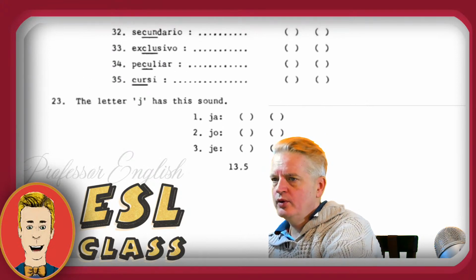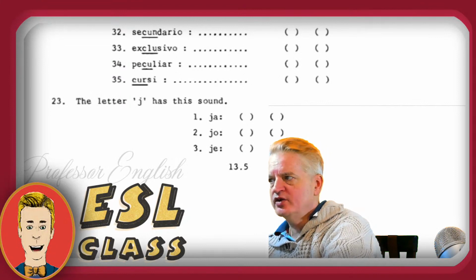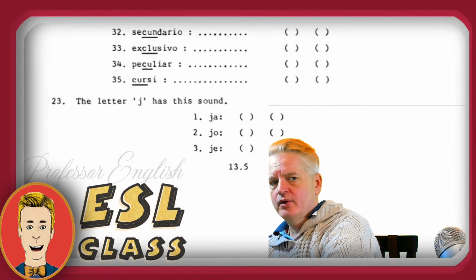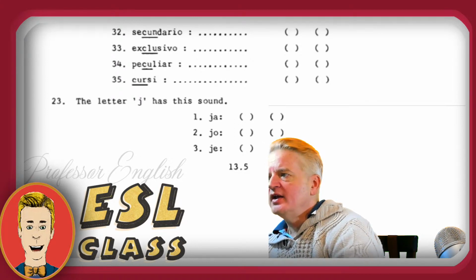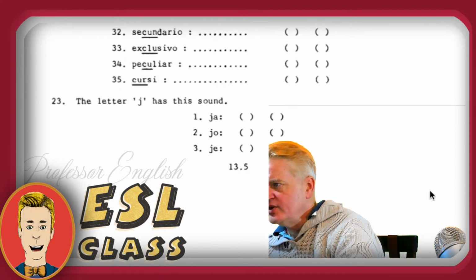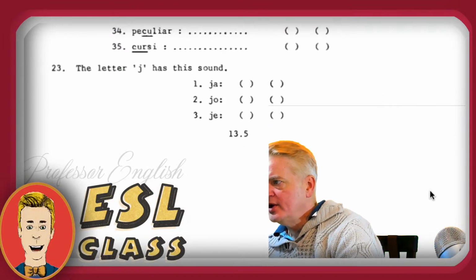35. 35 is cursi. And the syllable they want you to focus on is cur. Cur, cursi. Number 23. Okay, so now we are moving on to another subject here, the J sound. But before we start that, I'm just going to take a little break. I'll be back in just a few minutes.